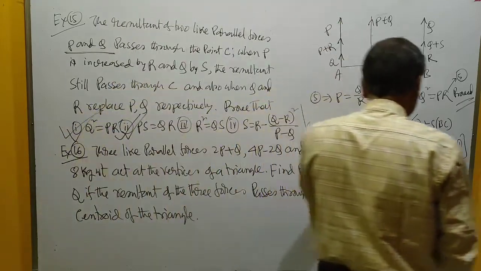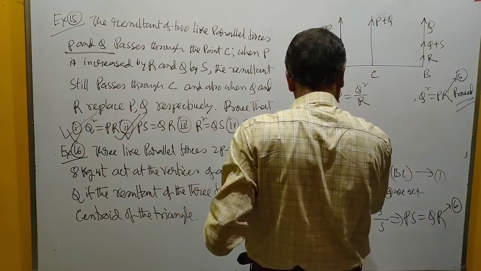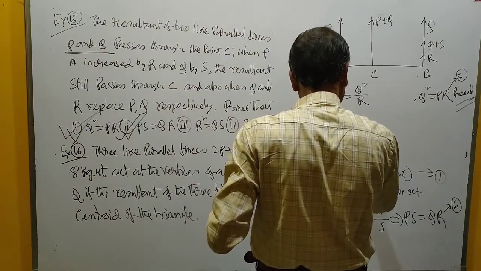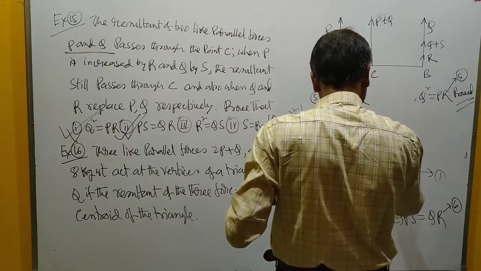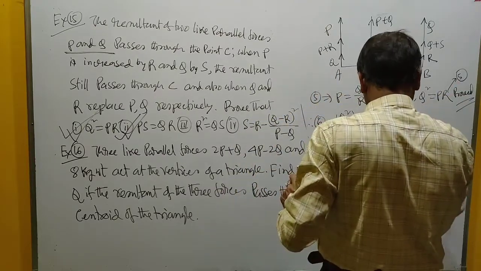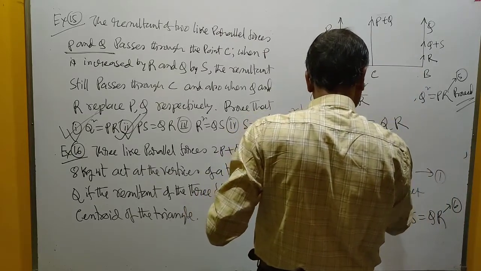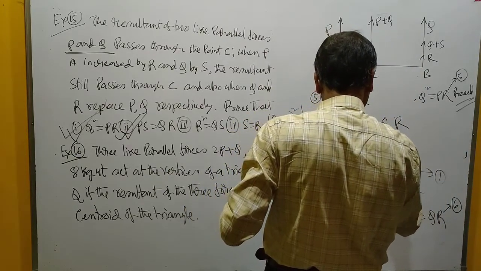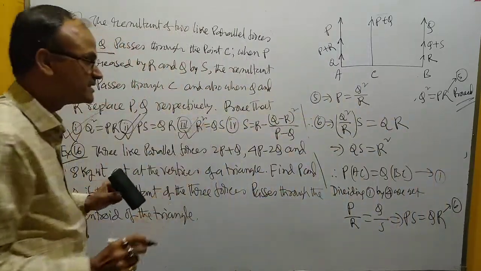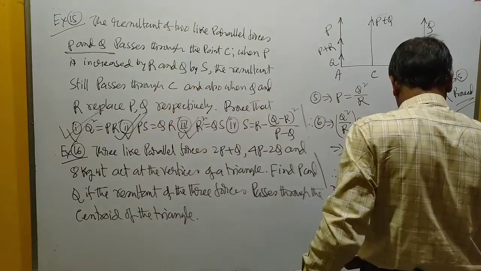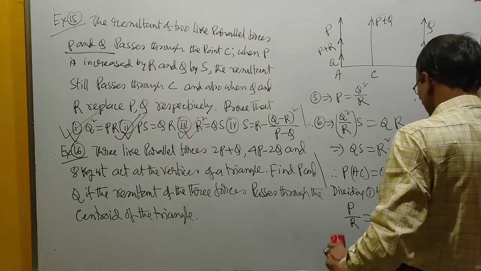Substituting in 6, Q square by R into S equals Q into R. This means Q will be cancelled, so QS equals R square. R square is equal to QS. This is number 7, proved. We have proved this one.